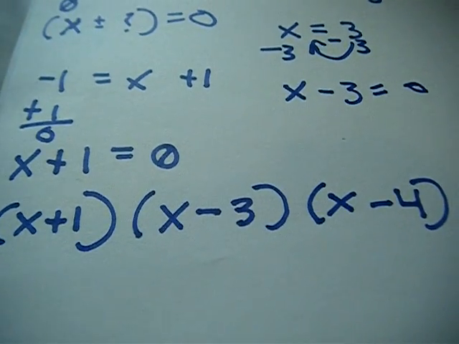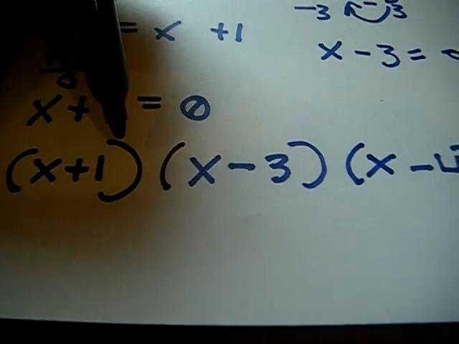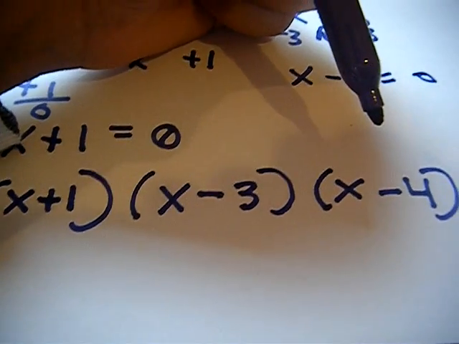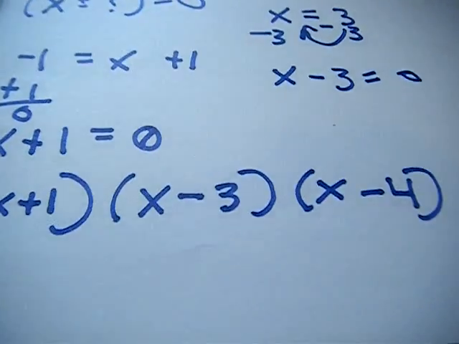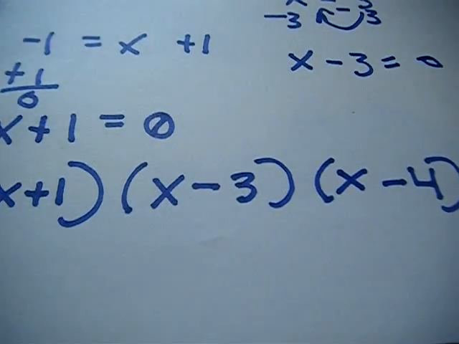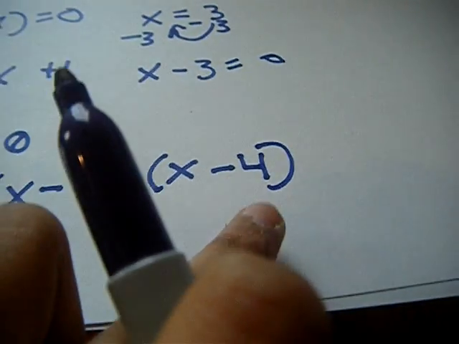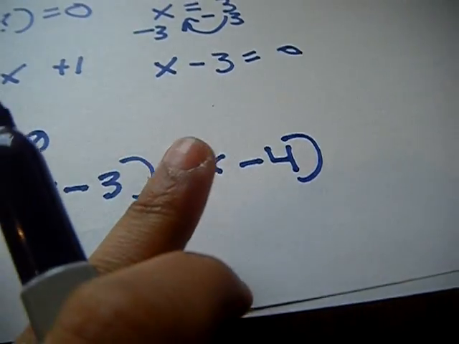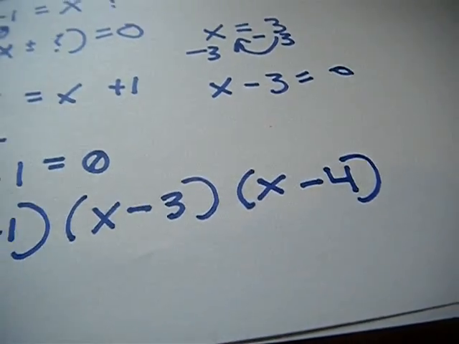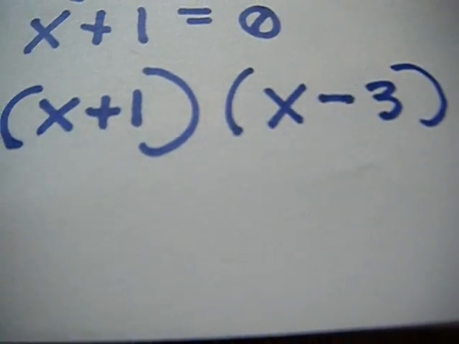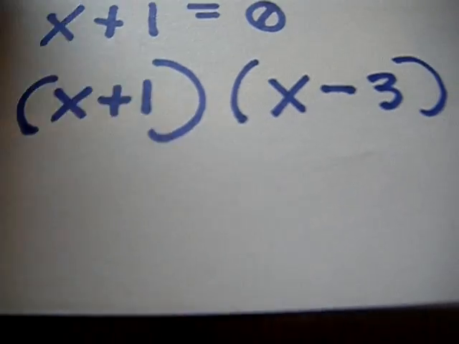What you have to do is put them in standard form. So first, you have to multiply these 3 terms together to get your standard form. You can do it in any order. For example, I could do x plus 1 times x minus 4, or I could do x minus 4 times x minus 3. But right now I choose to multiply x plus 1 and x minus 3.